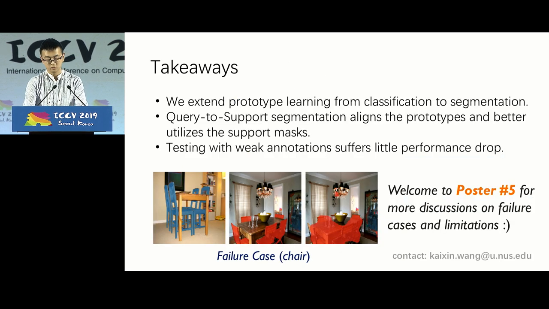In conclusion, we extend prototype learning from classification to segmentation. The query to support segmentation aligns the prototypes and better utilizes the support masks. When replacing pixel level label masks with weak annotations, there's only a little performance drop.